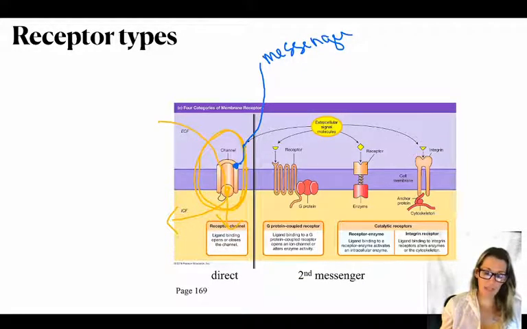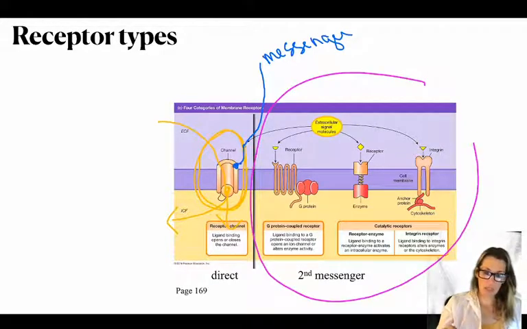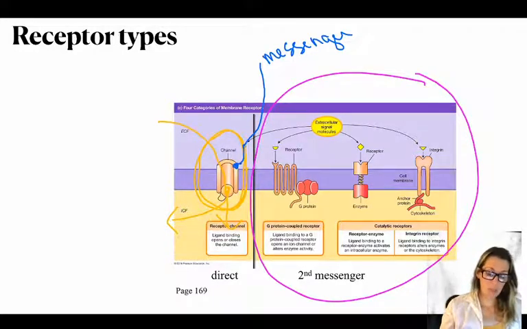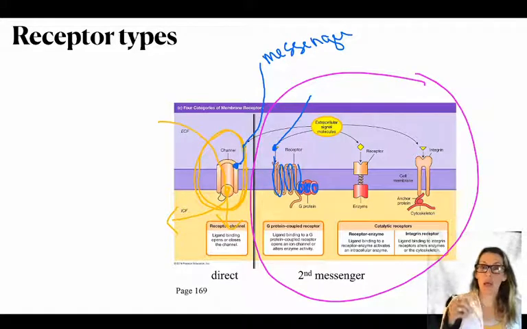Then we have this whole group over here on the right, and these are second messenger systems. And second messenger systems are considerably more complex than the channel receptors. In a second messenger system, you have a receptor come and bind. So the receptor comes and binds, and what that does is that sets off a cascade of events that requires more than just the protein that's embedded in the membrane.